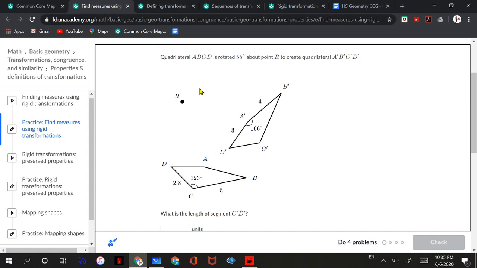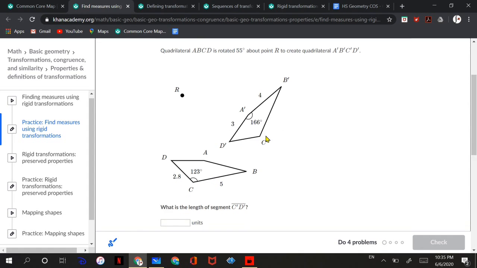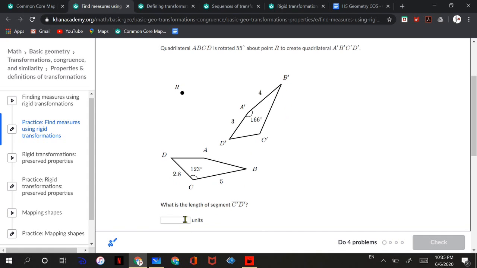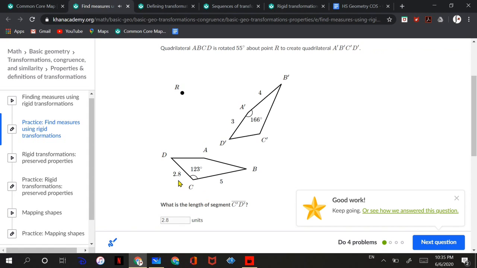Okay, so we're told that ABCD, this quadrilateral, is rotated by 55 degrees to get this shape. So what is CD? Well, we know that these two shapes have been rotated, so a rigid transformation has been applied, meaning they are congruent. And then we can see that CD correlates to the C with that symbol and the D with that symbol. So these two would be congruent, and since it's 2.8, this would also be 2.8.